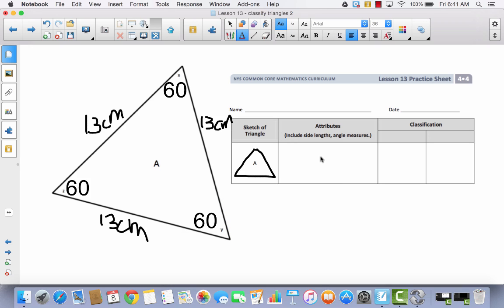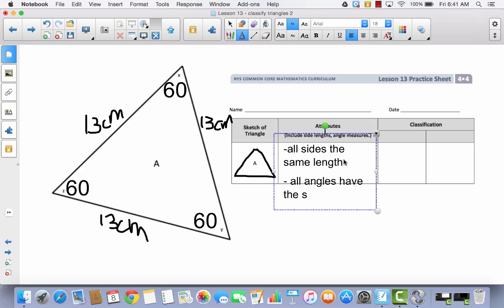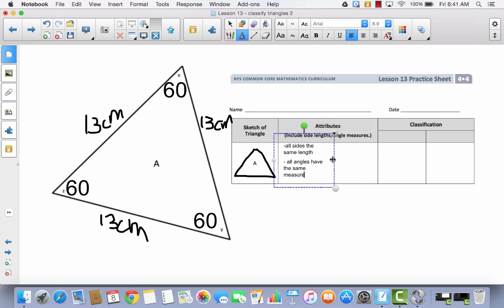All right, so when it says include side lengths and angle measures, the attributes. So what do you notice about all the lengths of the sides of this triangle? They're all the same, right? So let's put that here. So let's say all sides the same length. Gotta make sure that fits inside the box. And then let's say, what can we say about the angle measures? We can say all angles have the same measure. All right, let's make sure we can fit that all in here. Okay, so make sure you have that written in there. So we're going to come back to this classification in just a minute.